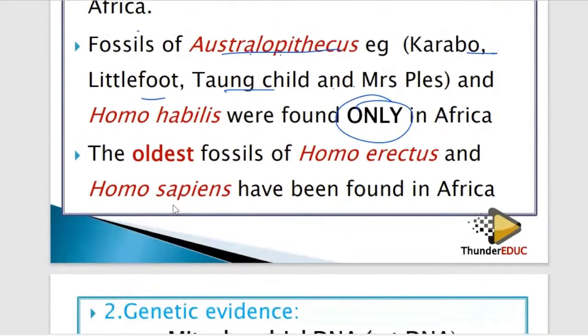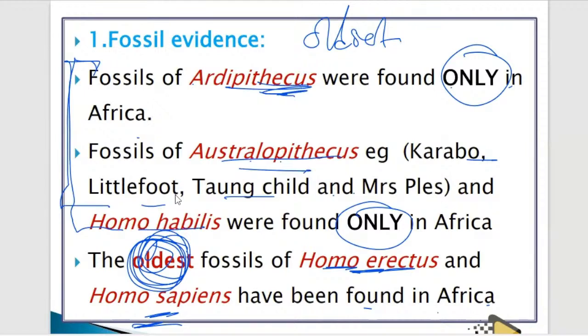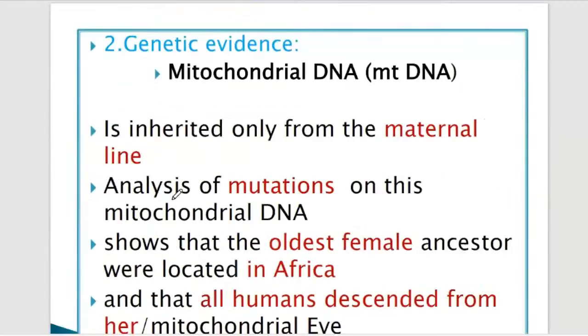But once you come to Homo erectus, you talk about the word oldest. The oldest fossil of Homo erectus and Homo sapiens were found in Africa. So for these two, we want the word oldest. If you don't put it, you cross it. And for the others, you don't add the word oldest, because we will ask you what about the newest? So we cross it. Guys, here we are too strict. For Ardipithecus, Australopithecus, and Homo habilis, you say only found in Africa. But for Homo erectus and Homo sapiens, you talk about the oldest fossil found in Africa.